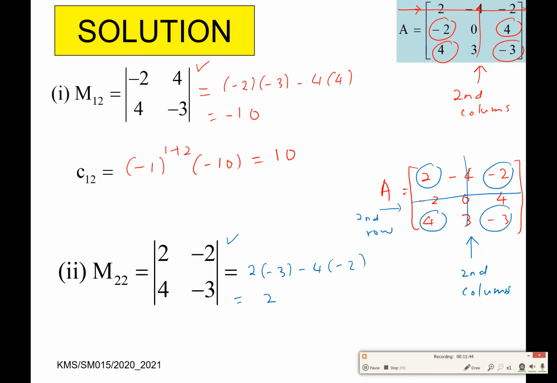And cofactor for 2, 2 is negative 1. So negative 1 here is 2 plus 2. And your minor 2, 2 is times 2. So the answer is 2. Okay, so this is how we calculate for minor 1, 2 and minor 2, 2. And at the same time, we find cofactor 1, 2 and cofactor 2, 2.